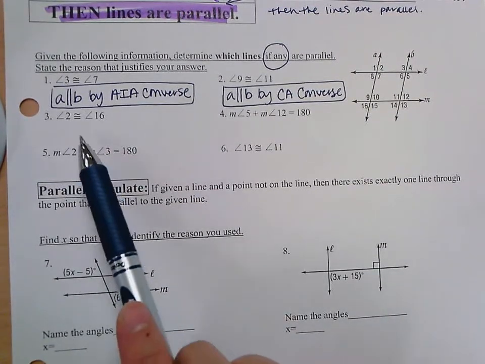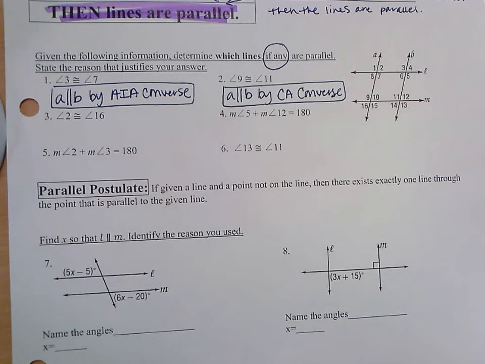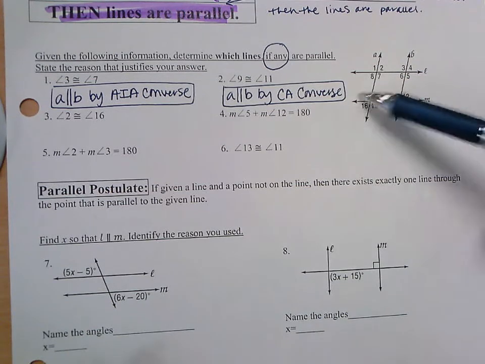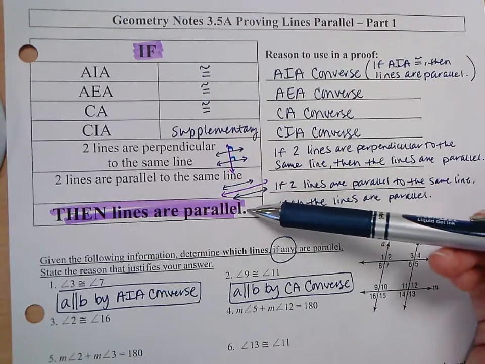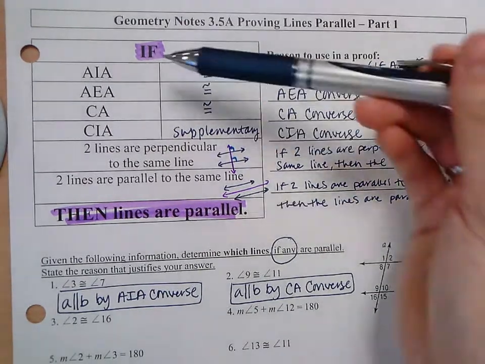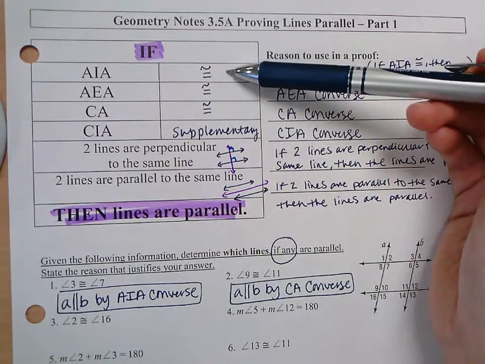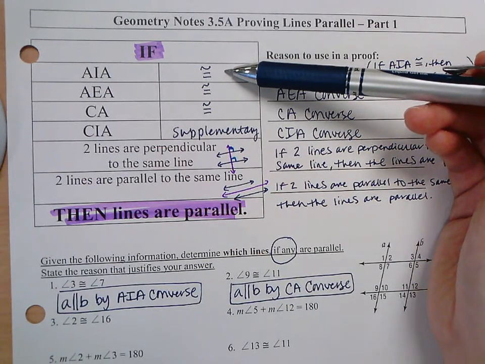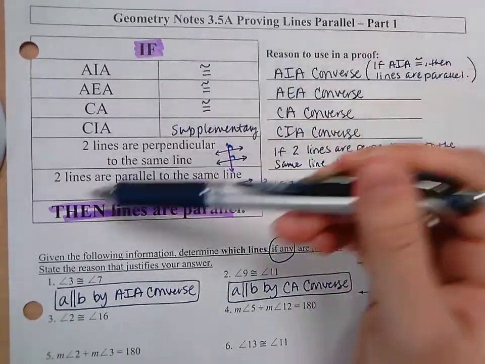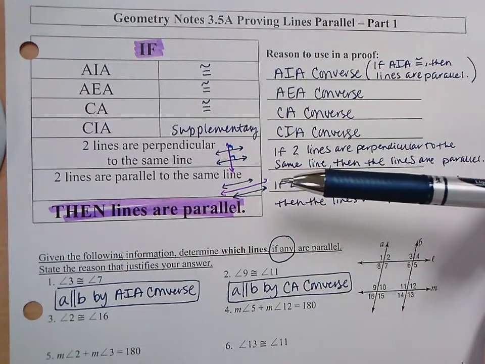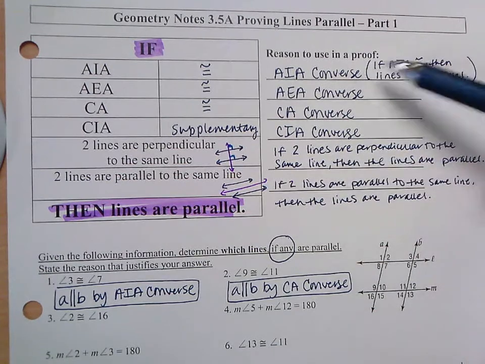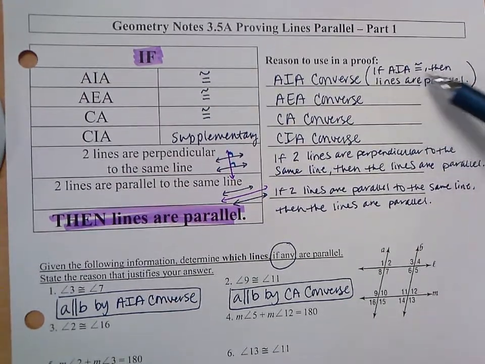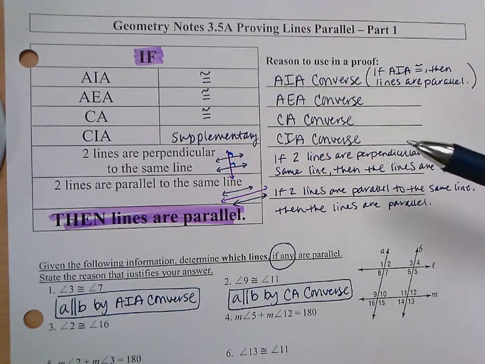Okay, so I would like you to look at 3, 4, 5, and 6. Do you have a question, Spencer? Converse is switching the statement around. So before we were saying if the lines are parallel, then we know these angles are congruent. The converse is when you switch it. So if you say if the angles are congruent, then the lines are parallel. So you're switching the beginning statement and the conclusion. So rather than having to write that sentence out every single time, you can just call it the converse.